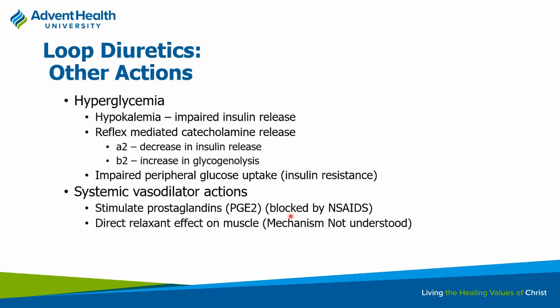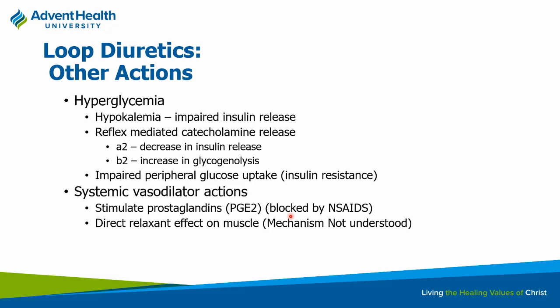Other things that can occur, some of these are reflex mechanisms that occur due to changes in the kidney function itself. So for instance, like hyperglycemia. So things like having low potassium levels can impair insulin release. Less insulin being released does what to your blood sugar? It's going to go up because it stays just there in the bloodstream, right?